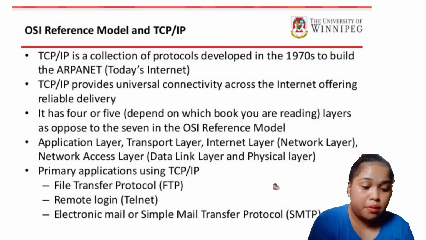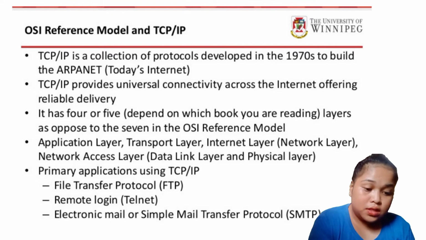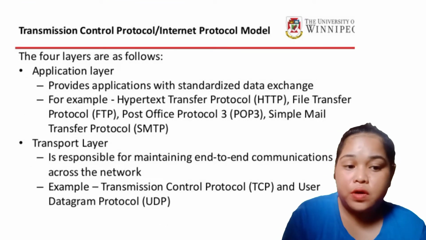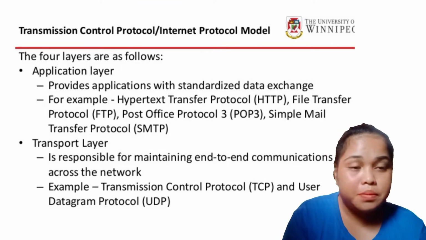Next are the primary applications using TCP/IP. These consist of the file transfer protocol, or FTP, remote login or Telnet, and electronic mail, or Simple Mail Transfer Protocol, SMTP. The OSI reference model and TCP/IP has 4 layers as follows.